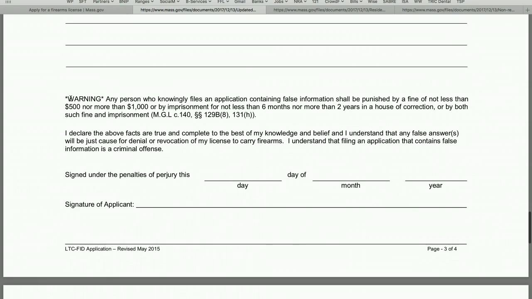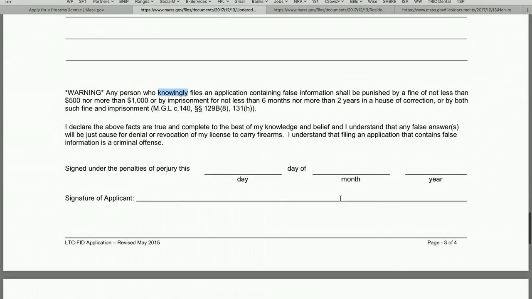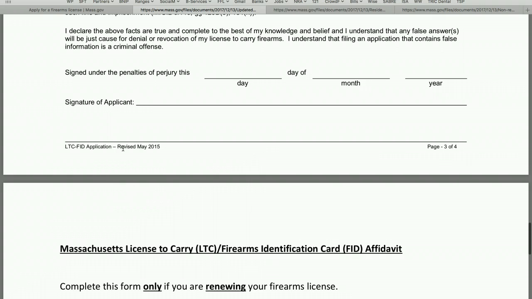So right here, this is the warning. Any person who lies on the application, knowingly, that's the key term, knowingly, okay? If you knowingly lie, you'll be fined or jailed or you're just going to get denied. I don't think I've ever heard of anybody being jailed unless it's some real serious stuff. I mean, if you have warrants out in your name, then yeah, you're probably gonna go to jail. But usually they just deny you. Okay, so here you're just signing, putting the year and stuff like that, and then they're gonna go. As you'll see right here, this application was revised in 2015.